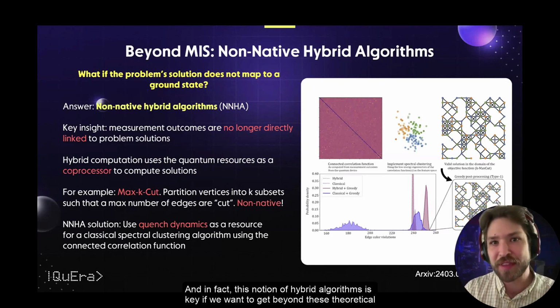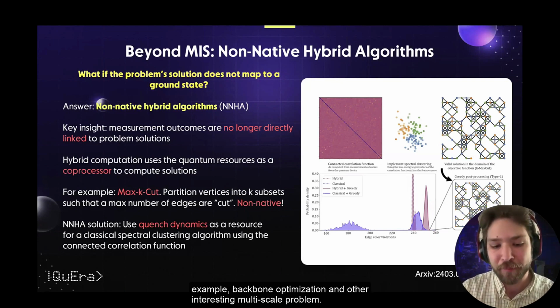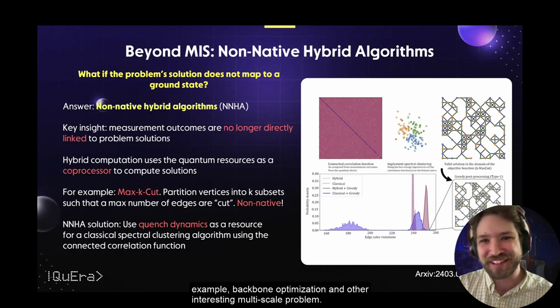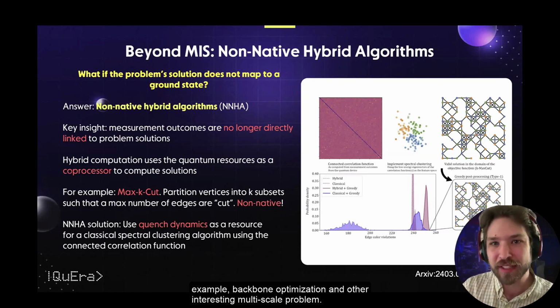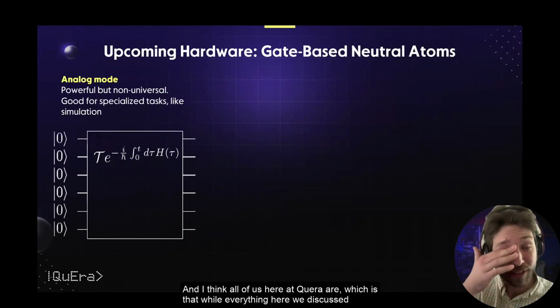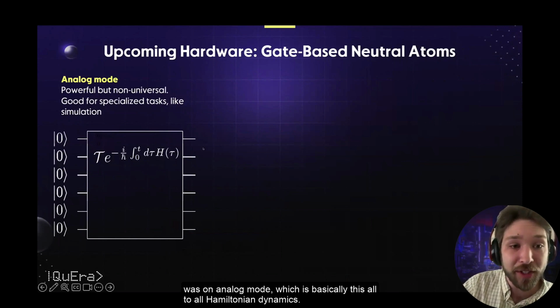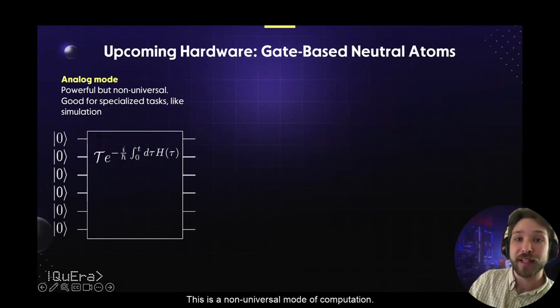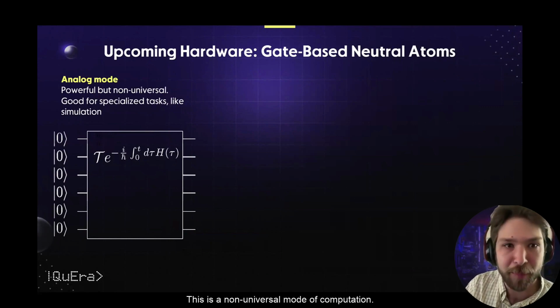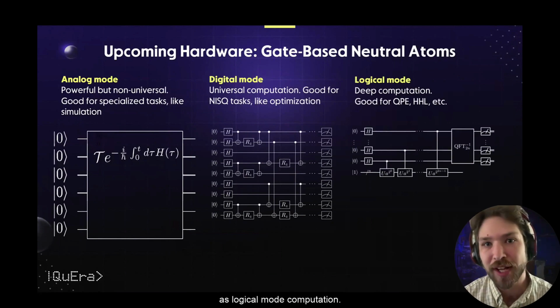And in fact, this notion of hybrid algorithms is key if we want to get beyond these theoretical pictures of simple independent sets to more complicated problems, like, for example, backbone optimization and other interesting multi-scale problems. So with that, maybe I'll just mention one last thing, which I'm very excited about, and I think all of us here at QuEra are, which is that while everything we discussed here was on analog mode, which is basically this all-to-all Hamiltonian dynamics, this is a non-universal mode of computation. However, we are also concentrating on both digital mode, so gate-based mode, as well as logical mode computation.